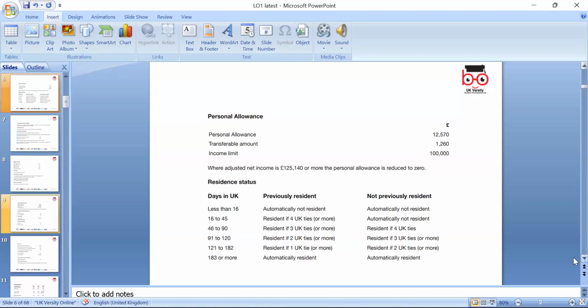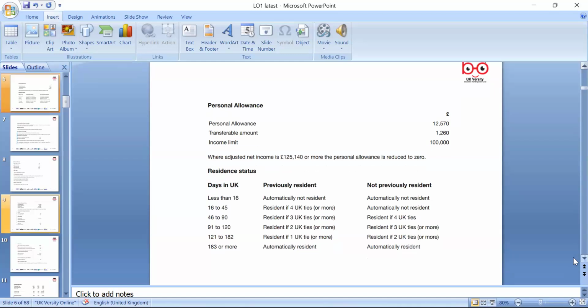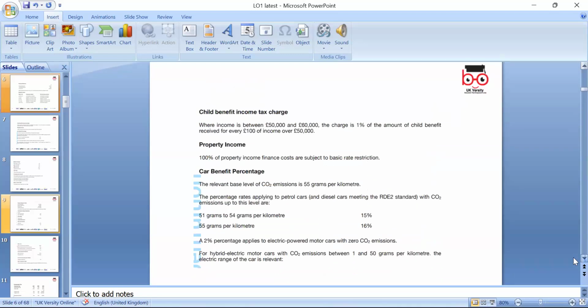91 to 120 days, resident if 2 ties or more, not previously resident; then of course, with 3 ties we need to look at the condition. 121 to 182 days, resident if 1 tie or more if you're not previously resident. 183 days or more, automatically resident. Yes, if you live 183 days or more outside the UK, your residency can be broken, which is approximately 6 months.